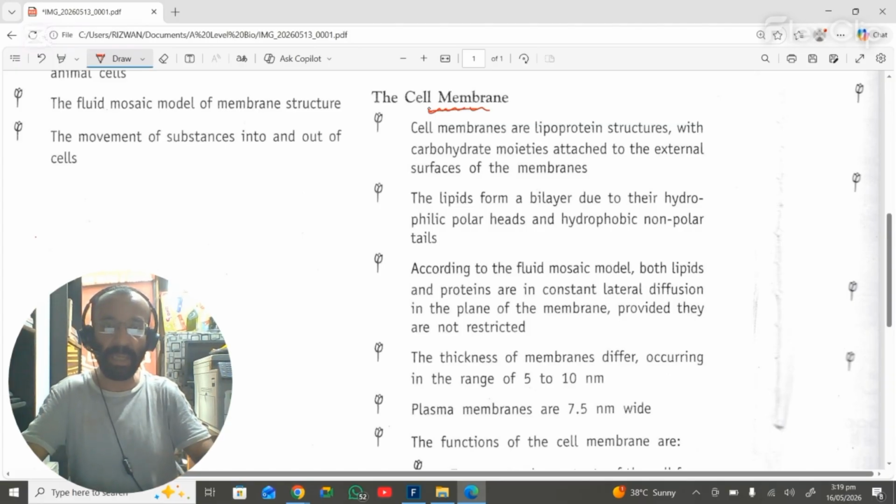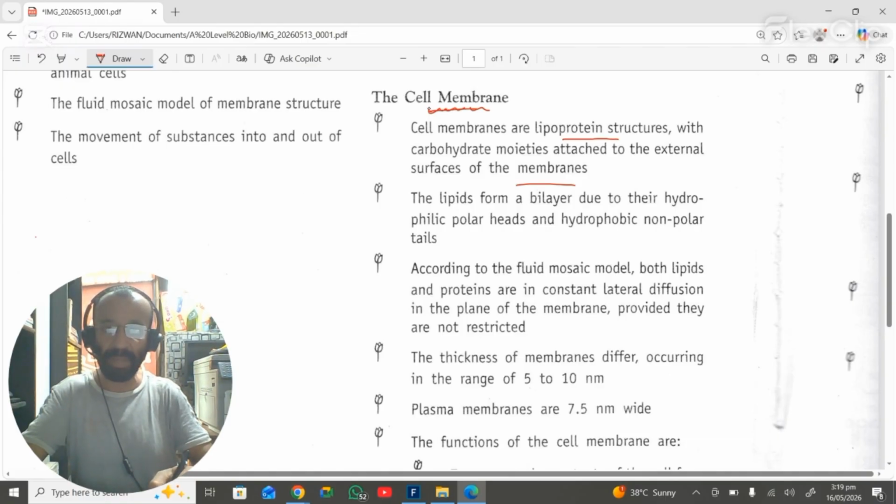Cell membranes are lipoprotein structures. So this is the first point to remember. Cell membranes are lipoprotein structures, with carbohydrate moieties attached to the external surfaces of the membrane. So these are attached to the external surfaces of the membrane.